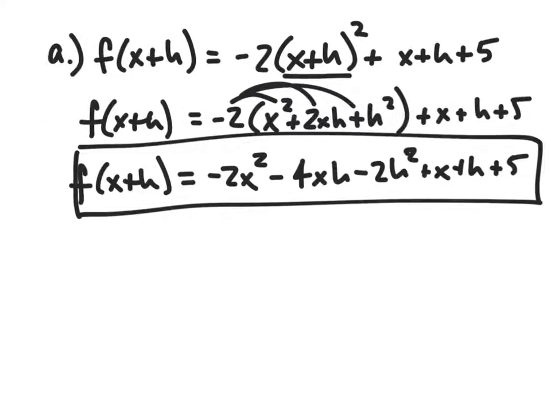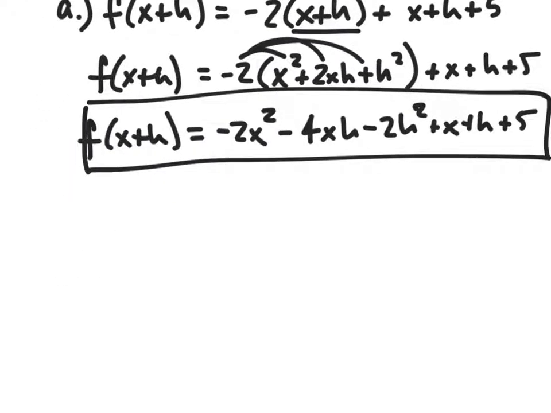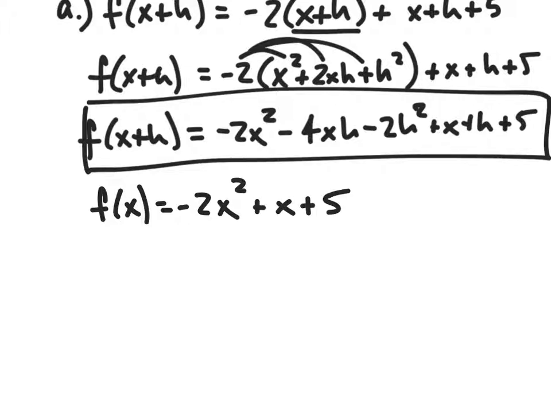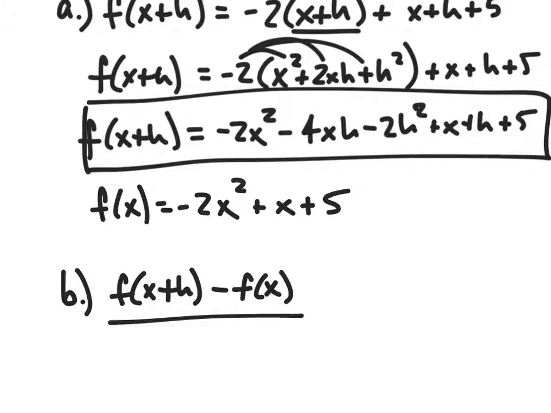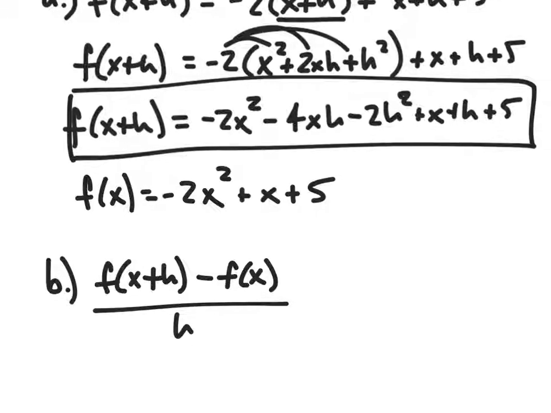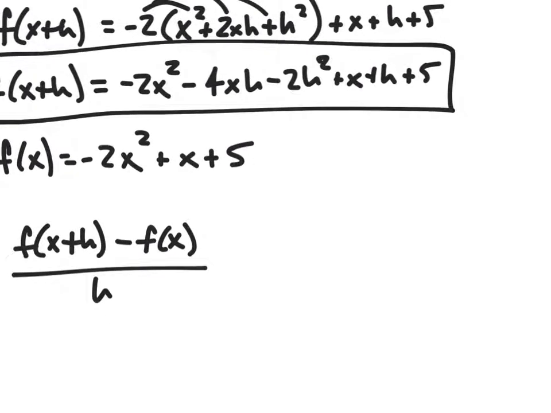Now what I want to do, and I'm just going to make sure I write down f of x as well. That was negative 2x squared plus x plus 5, because I want to do part B, which is the difference quotient. I want to do f of x plus h minus f of x all over h. Now, when I do that, I'm going to plug that in. So when I plug in f of x plus h, I need to plug in this entire thing here. So watch what I do.